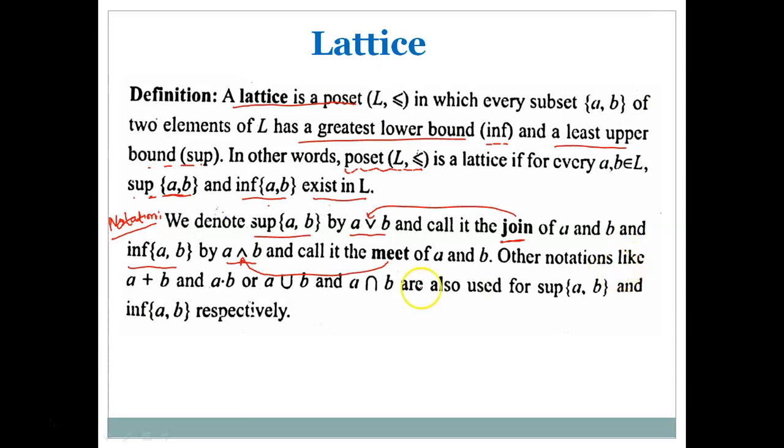Other notations are also there. Sometimes the supremum is denoted by a plus b and the infimum is denoted by this. And in case of partial order of sets, the supremum is this, the infimum is this, and we can also denote the supremum of a, b and the infimum of a, b like this. So these are various notations that may be used in this lecture.